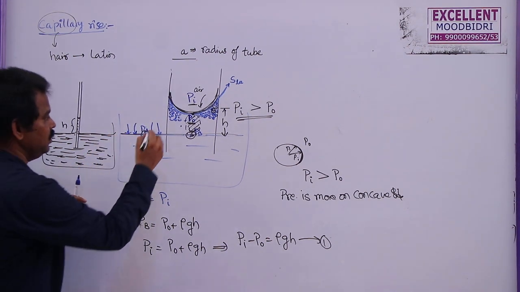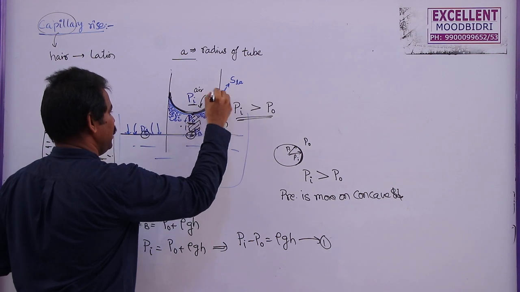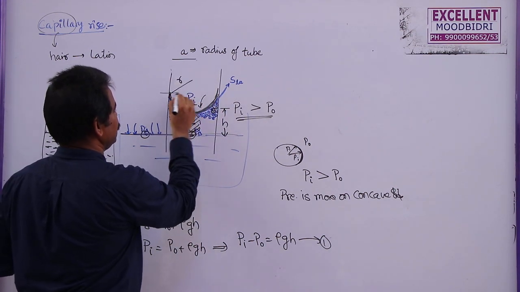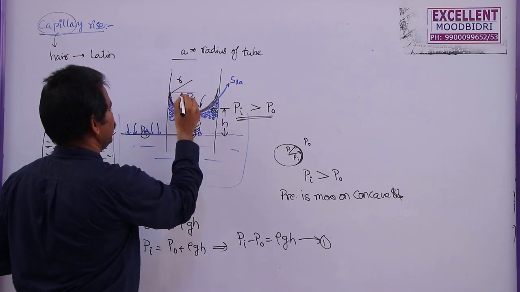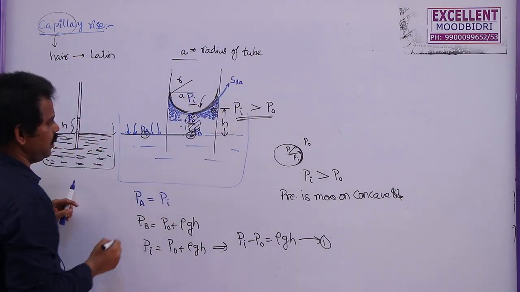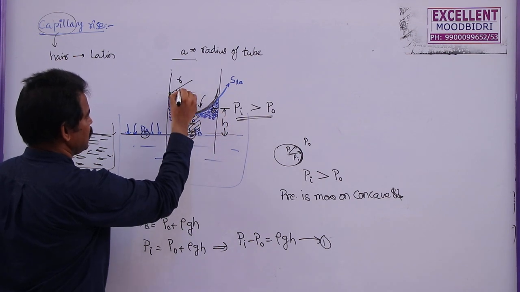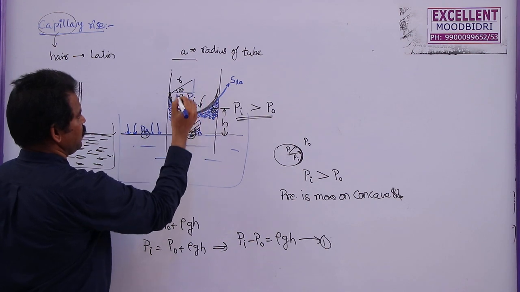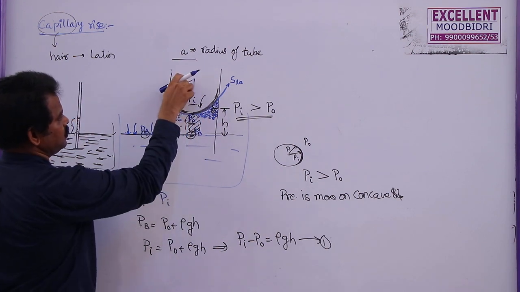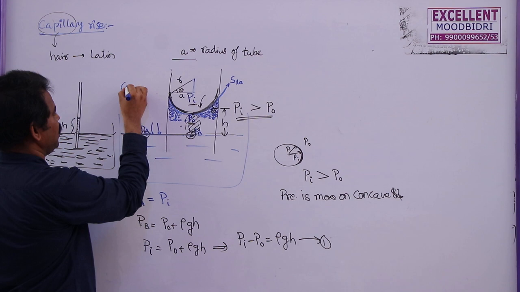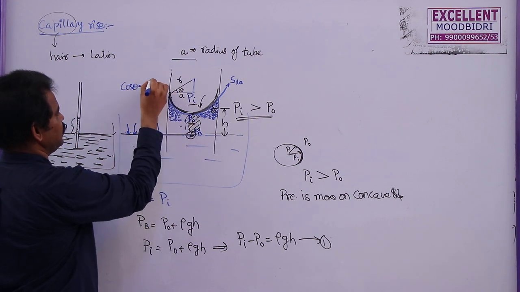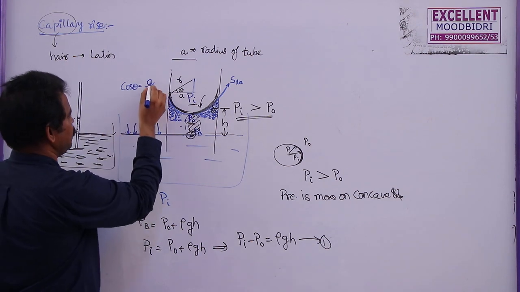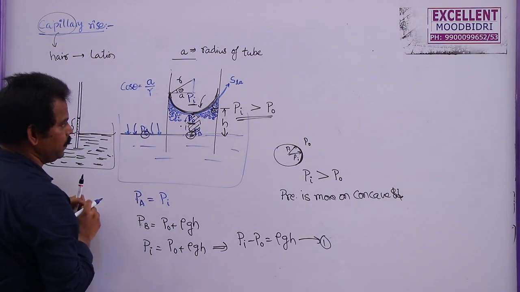In this case, the radius of this air drop, I am going to take as R, and the radius of this tube is A. If this angle is theta, this is also theta. So from this what can we write? This is a right angle triangle, this is R, this is A. Cos theta is equal to adjacent side by hypotenuse here. So we can write A by R is equal to cos theta.